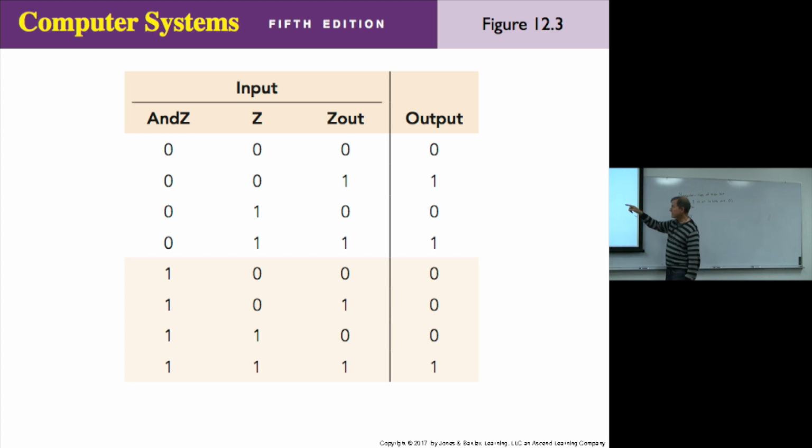If AND Z is 0, which is the first 4 rows, then what comes out? Z out. The same as Z out. Are you with me? 0, 1, 0, 1, 0, 1, 0, 1. On the other hand, if the AND Z is 1, what comes out? The AND of Z and Z out. So that's simple. Are you with me? So you could design that. In fact, you probably will. I think I probably assigned that homework assignment.